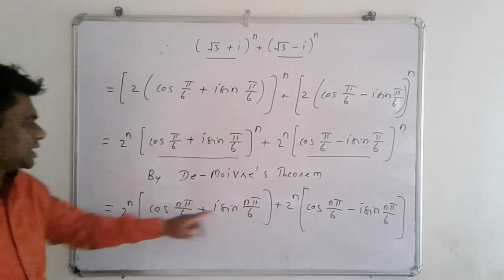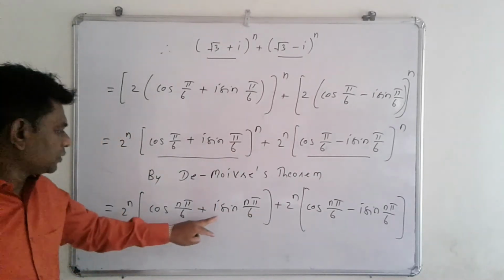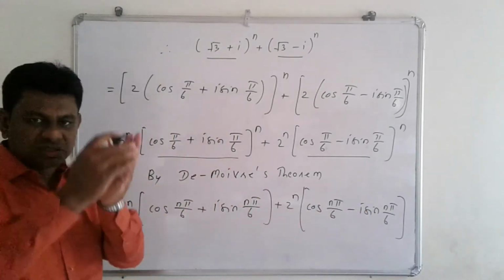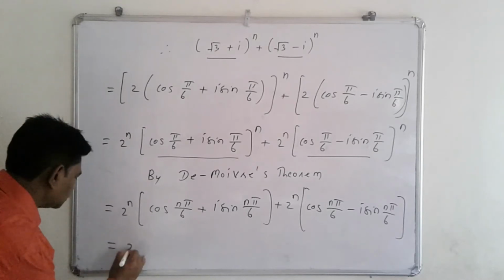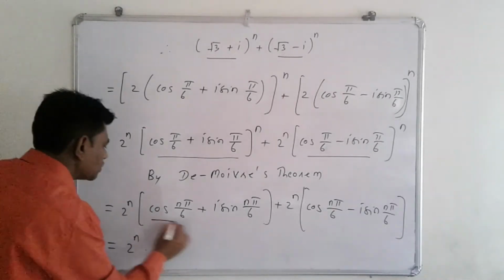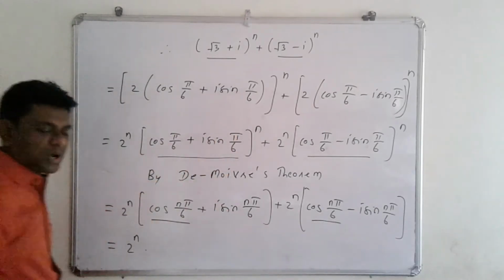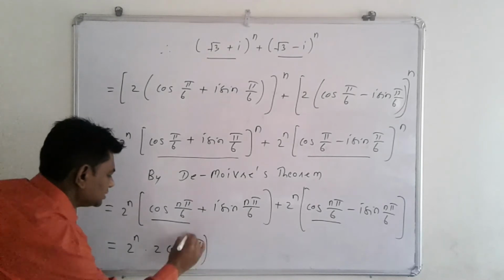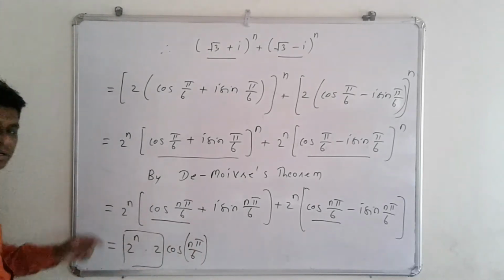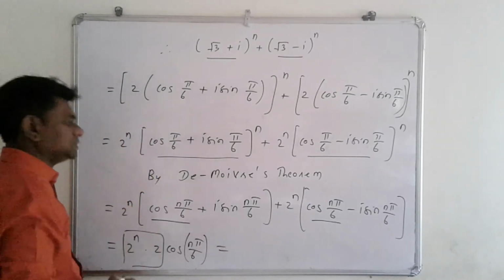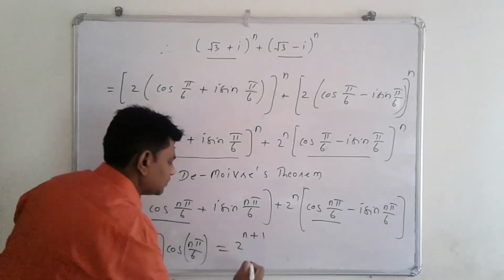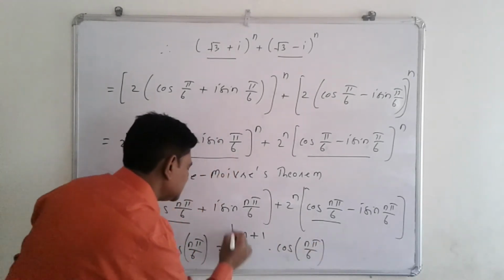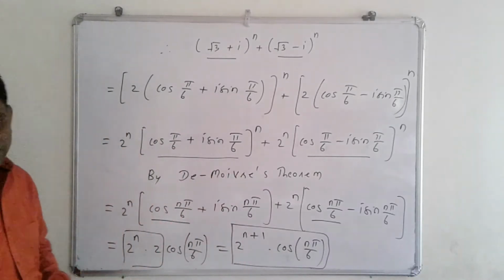Now here 2^n is the common term. So therefore, the i sin n pi by 6 and minus i sin n pi by 6 get cancelled. So this is equal to 2^n, the common term, times cos n pi by 6 plus cos n pi by 6, which is 2 times cos n pi by 6. Now 2^n times 2, by using the laws of indices, is equal to 2^(n+1) times cos n pi by 6. And this is the answer of the given problem.